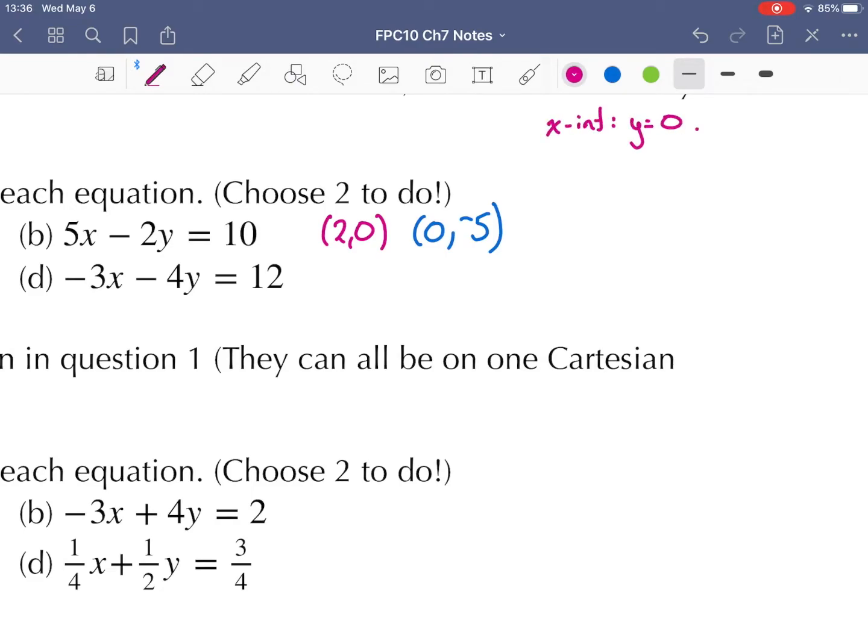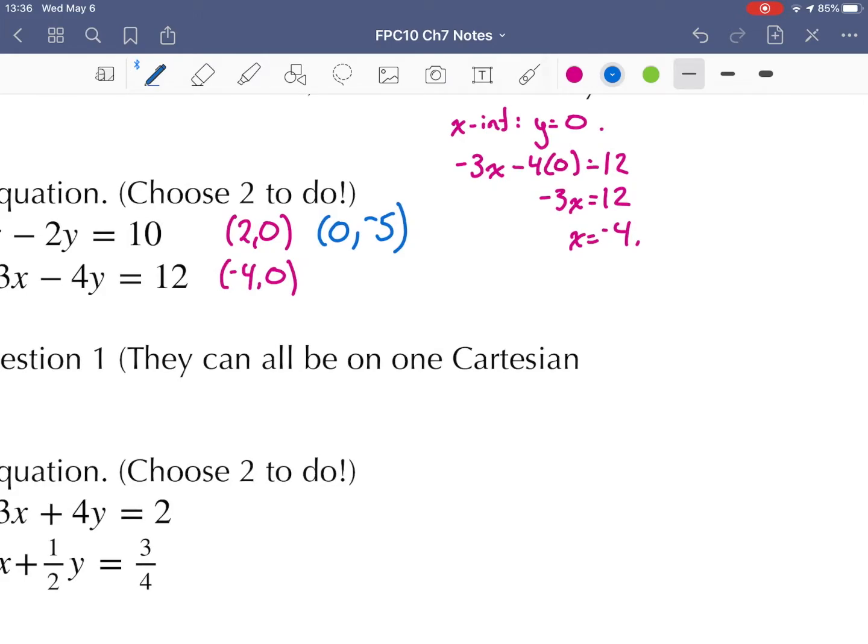Now, I'm going to demonstrate how to do this for letter D. To figure out our x-intercept, we let y equal 0. So we write down our equation with 0 in for y. -3x equals 12. And x is equal to -4. So we get our x-intercept at -4, 0. Our y-intercept, I'm going to do this in blue.